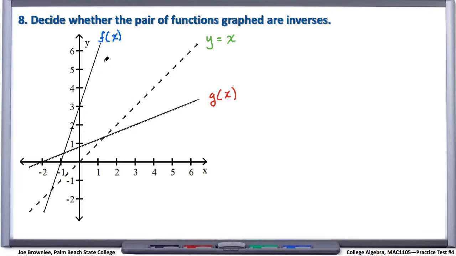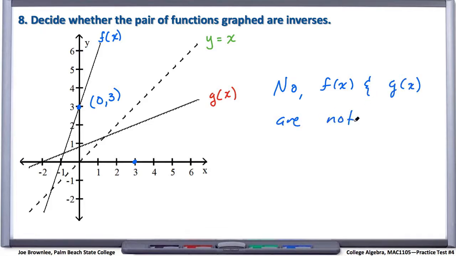So our first point that we can clearly see on the f of x function is the y-intercept here, and this is the point (0, 3). So if the g function is going to be the inverse of the f of x function, then we would expect to find the point (3, 0). Well, let's see. The point (3, 0) is right here, but we can clearly see that the g of x function is not going through this point, and so right away we can stop and say that no, f of x and g of x are not inverses.